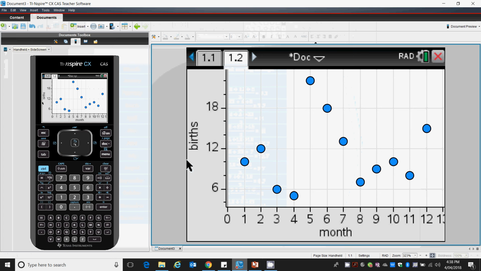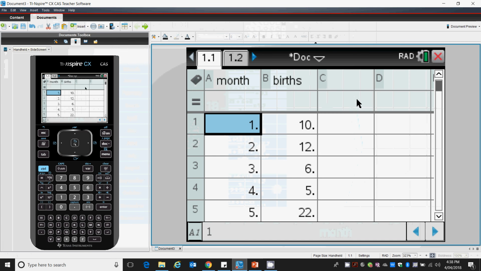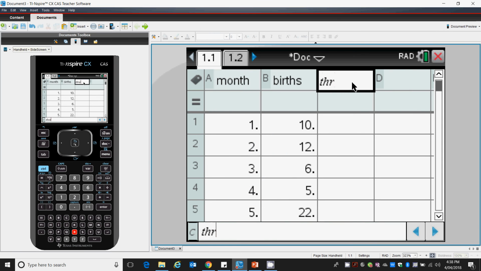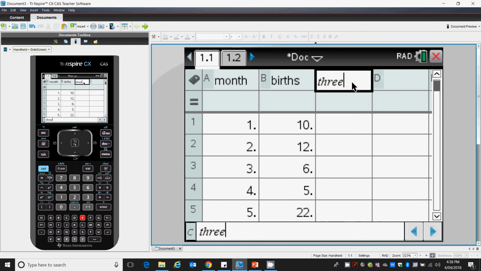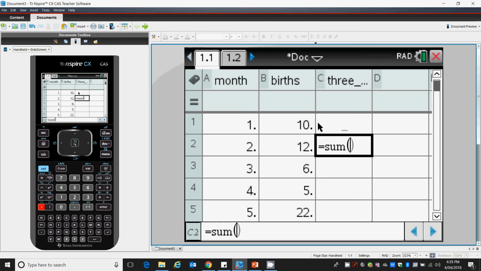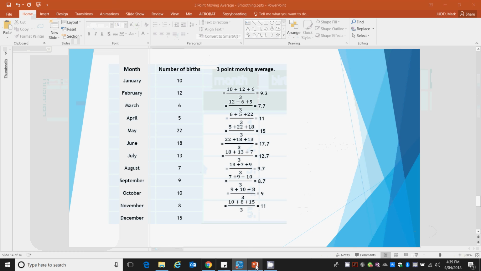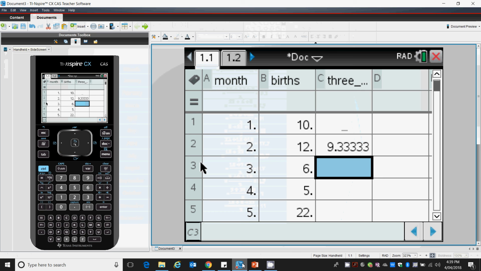Let's have a look at that on our CAS calculator. So we can call it 3-point moving average. Okay, so at our first point here, we have the sum of the first 3 months, and we're going to divide that by 3. So there we go. The average of the first 3 is 9.33. Now, from memory, that's exactly the same as in our PowerPoint, 9.33.